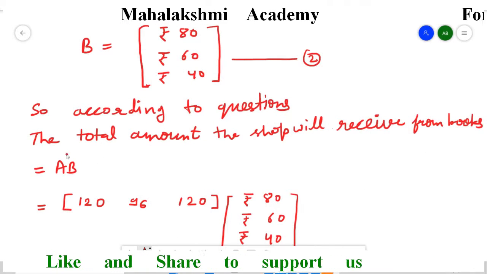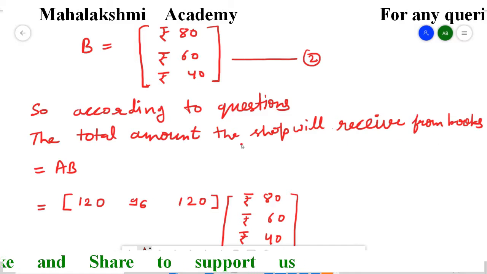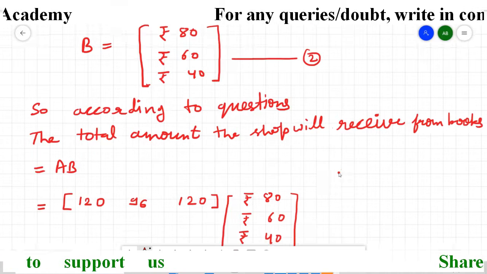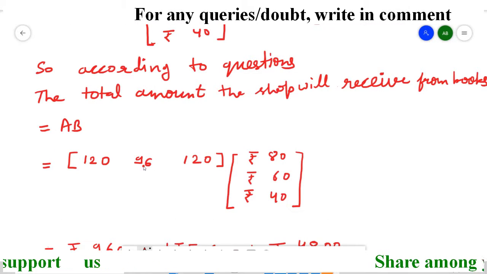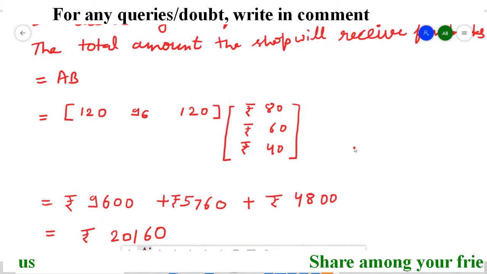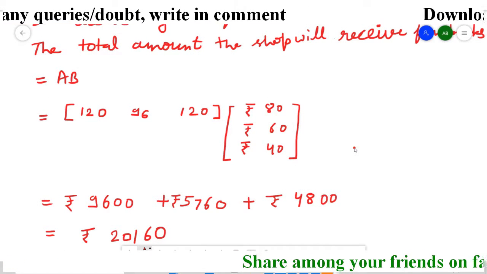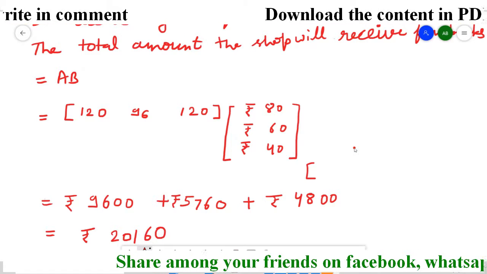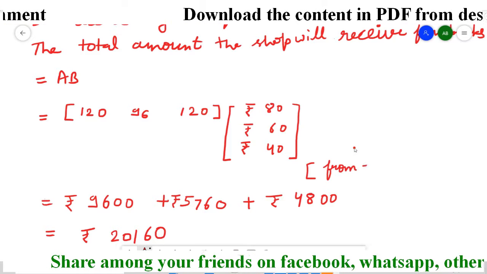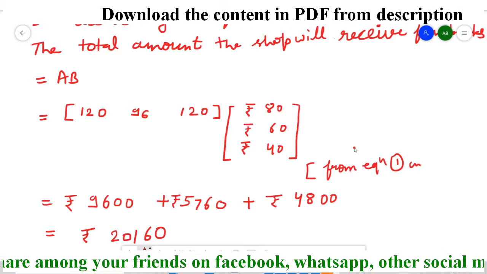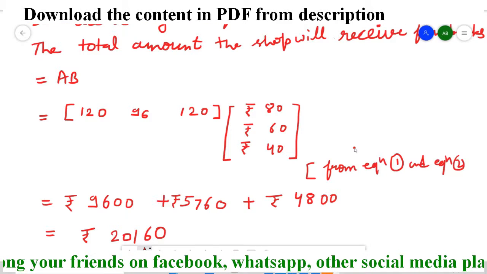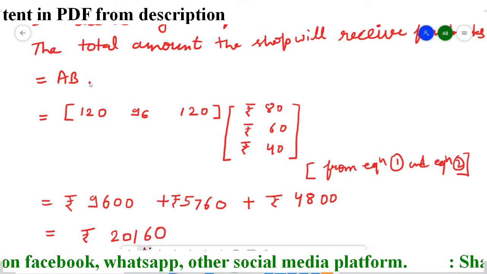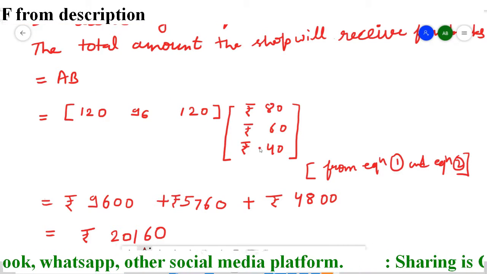Now according to the question, the total amount the shop will receive from the books. You know that when we multiply the number of books by the cost we will get the amount. So we have to multiply A into B, that is, two matrices we have to multiply. I replaced the values from equation 1 for matrix A, and from equation 2 for matrix B.